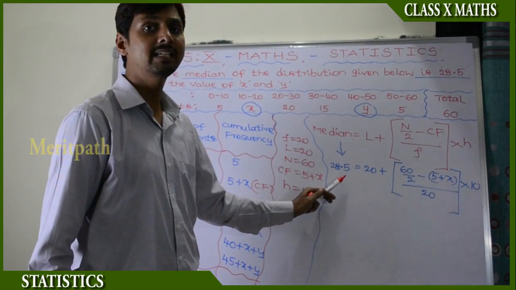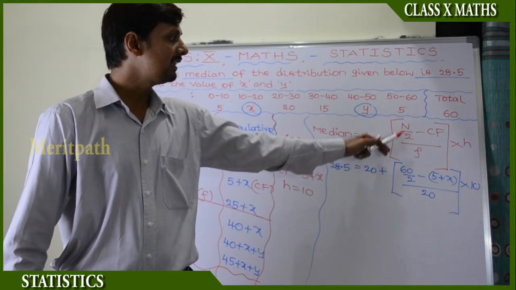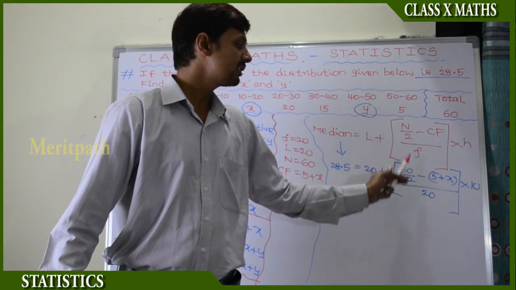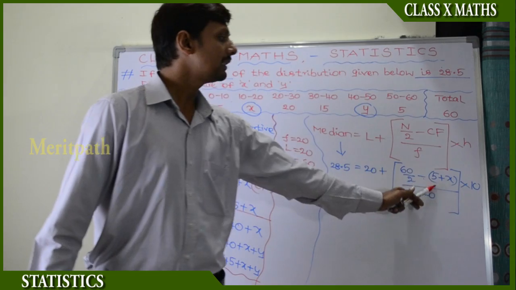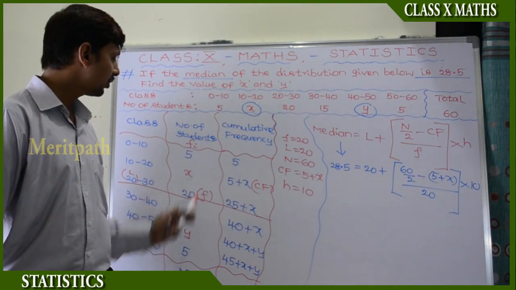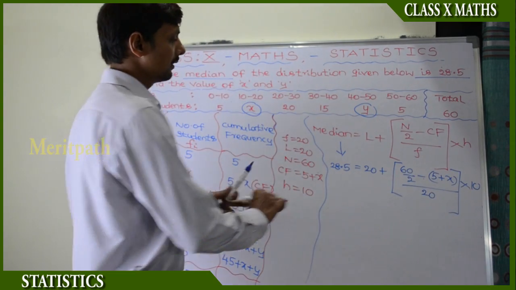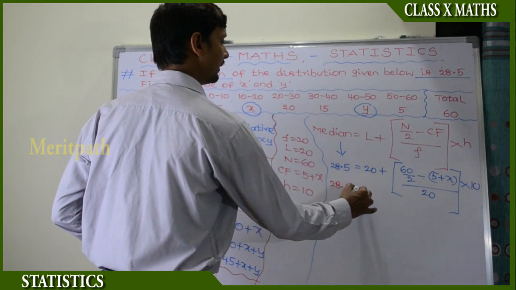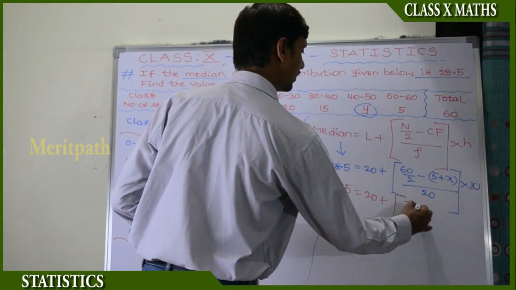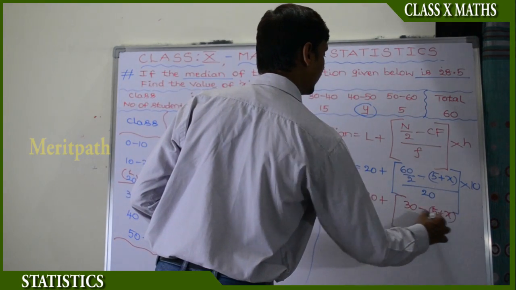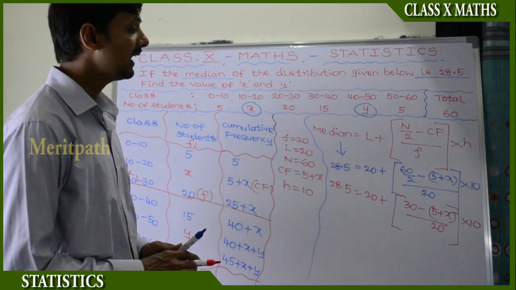Let's recall again, this is the median 28.5, the lower boundary of the class is 20, so we have taken 20, and the sum of the frequencies we have taken as 60. 60 divided by 2 minus CF, which is 5 plus x, divided by small f, the frequency of the median class, 20, into h, the class interval. So let's simplify this one. 28.5 is equal to 20 plus 60 divided by 2 is 30 minus 5 plus x, divided by 20 into 10. So here we need to find the value of x.